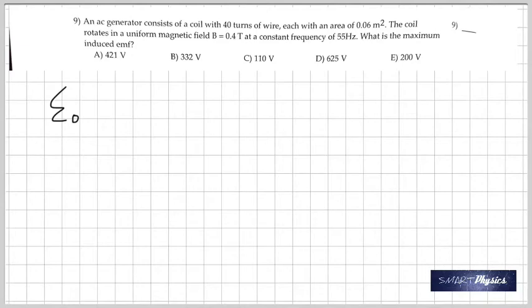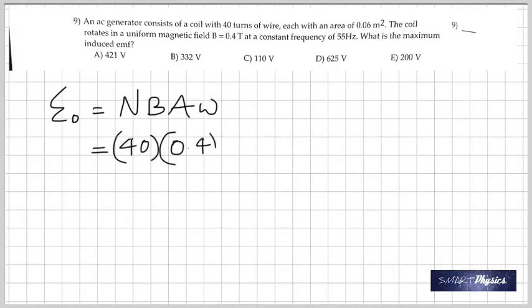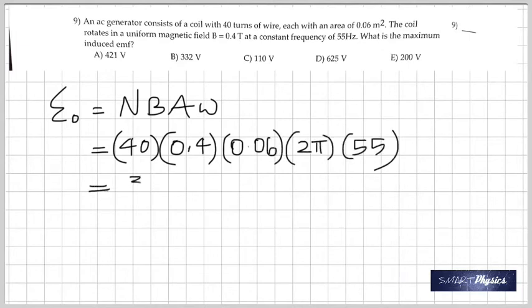And then that brings us to the ninth question. In this question, the AC generator has 40 turns, area is given, and it rotates in a uniform magnetic field at a constant frequency of 55 hertz. What's the maximum induced EMF? Okay, so that's E naught. And what's E naught? E naught is just NBA omega. All quantities are given. Again, omega is 2 pi f. So 332 volt.